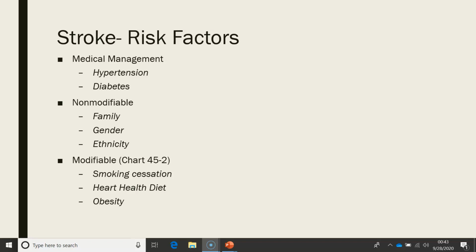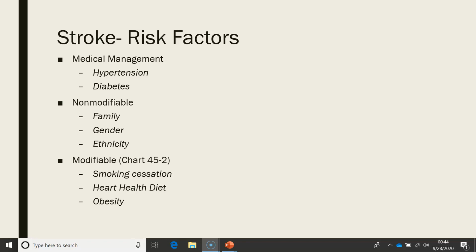The modifiable risk factors are all listed very nicely for us on chart 45-2. Some of those, of course, include smoking. They need to be on a heart-healthy diet, and to manage their obesity. Other modifiable risk factors are also use of oral contraceptives, especially after the age of 35. Using different non-hormonal forms of birth control may need to be looked at, especially if patients have other risk factors such as hypertension or diabetes or obesity.